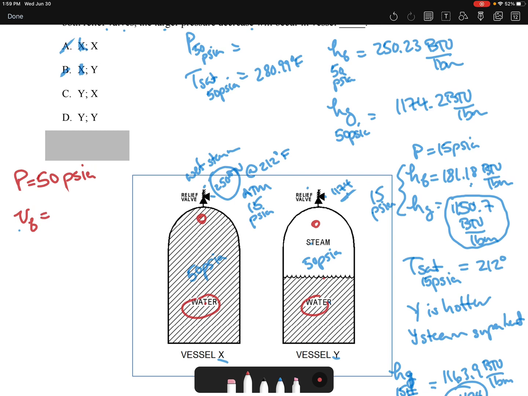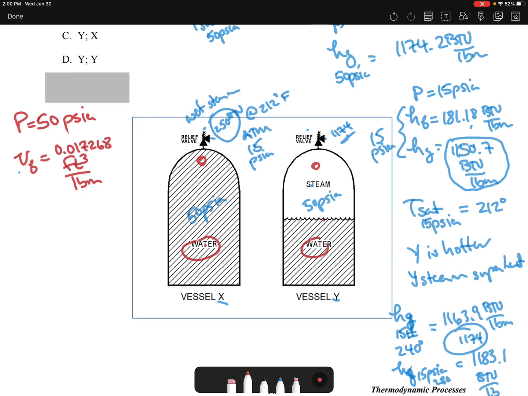and that is going to be 0.017268 cubic feet per pound mass. The VG, the saturated steam specific volume, is going to be 8.5171. I'm getting that off table 3 because it's the best table in the steam tables, and it's on page 16. And that is cubic feet per pound mass.